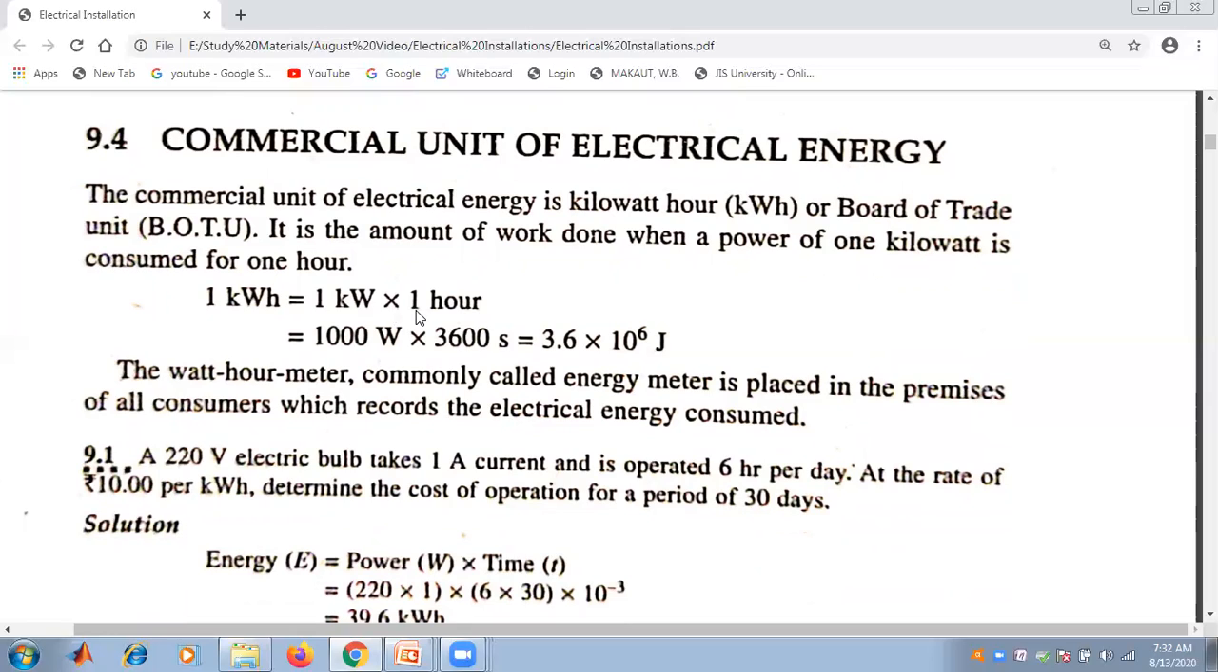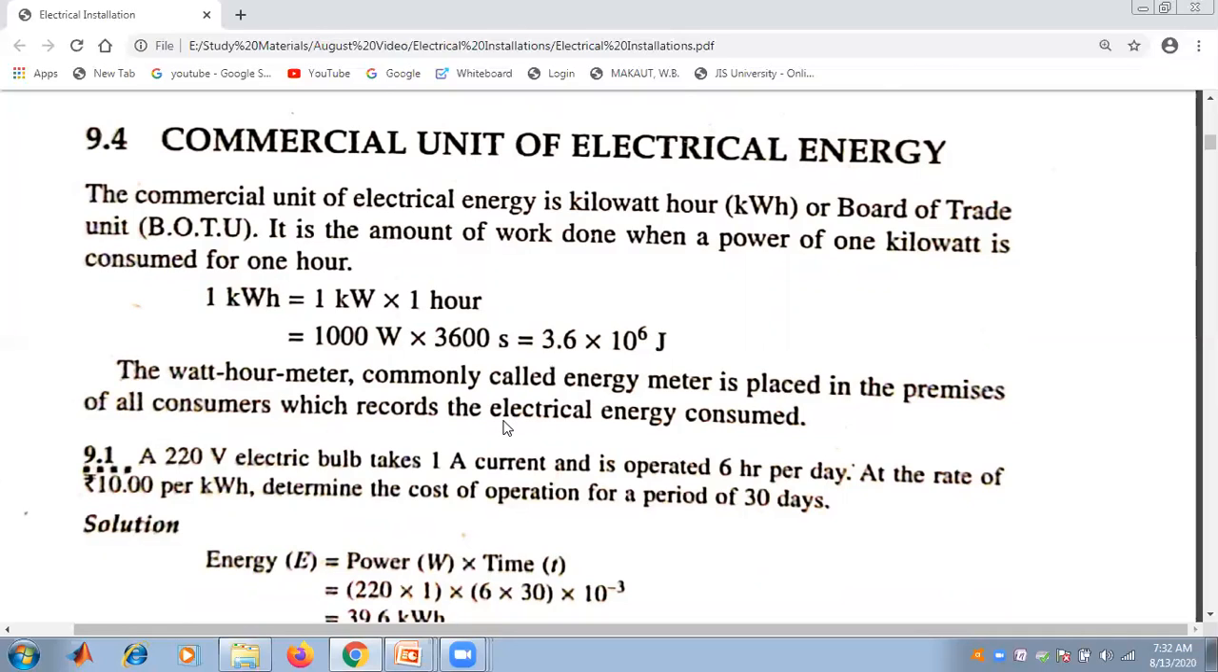with 1 hour. So 1 kilowatt means 1000 watt into 3600 seconds for 1 hour, that is equal to 3.6 into 10 to the power 6 joule. So 1 kilowatt hour is equal to 3.6 into 10 to the power 6 joule.